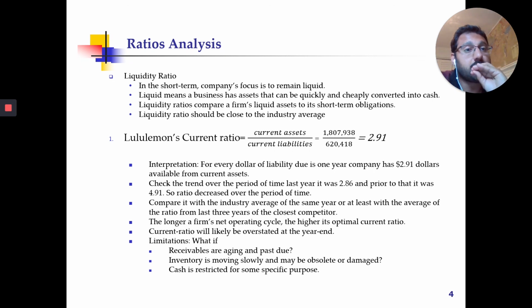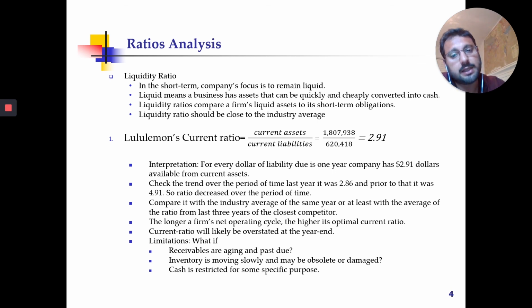For example, try to calculate it after each quarter. After every 3 months, the company, Lululemon for example, has to issue its income statement. So they will issue a 10Q, and in the 10Q there will be the balance sheet. Use that balance sheet and calculate the current ratio to find out what numbers are generated. This is the way out.